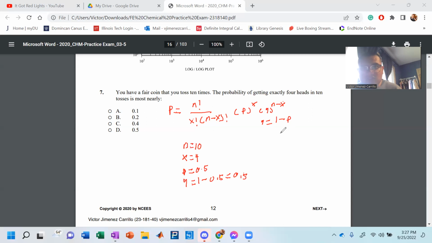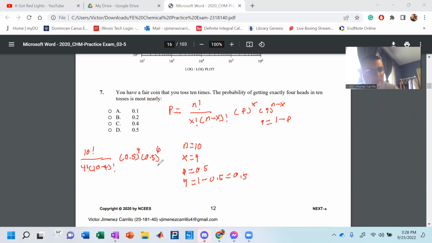Now you plug everywhere in, you see that. So this equation is going to be kind of nasty. It'll be 10 factorial over 4 factorial times 10 minus 4 factorial, times 50% to the power of x, which is in this case 4, and another 50% to the power of n minus x, which is 10 minus 4, which is 6.